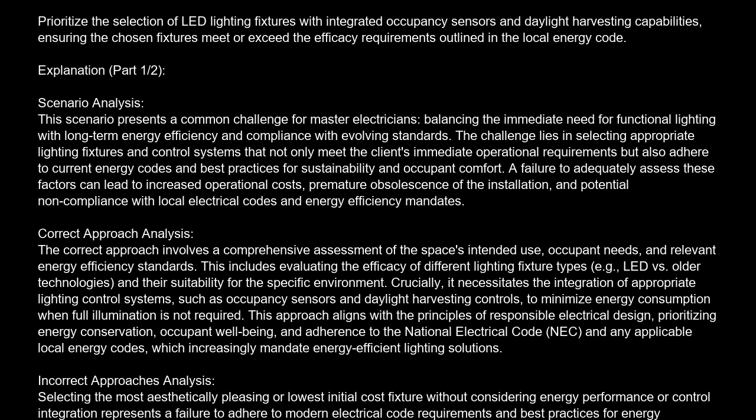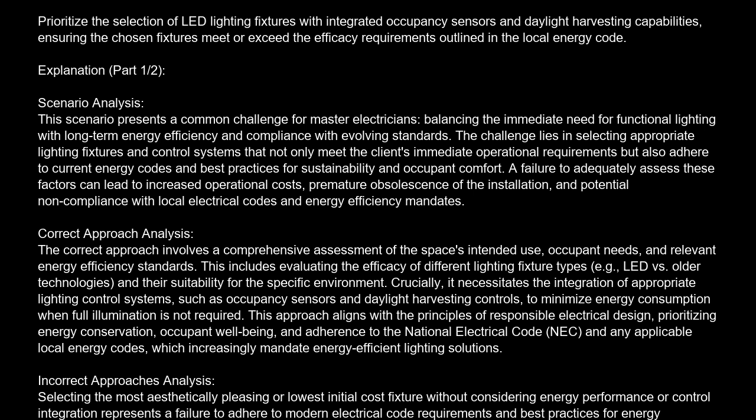Explanation. Scenario analysis. This scenario presents a common challenge for master electricians, balancing the immediate need for functional lighting with long-term energy efficiency and compliance with evolving standards. The challenge lies in selecting appropriate lighting fixtures and control systems that not only meet the client's immediate operational requirements, but also adhere to current energy codes and best practices for sustainability and occupant comfort. A failure to adequately assess these factors can lead to increased operational costs, premature obsolescence of the installation, and potential non-compliance with local electrical codes and energy efficiency mandates.